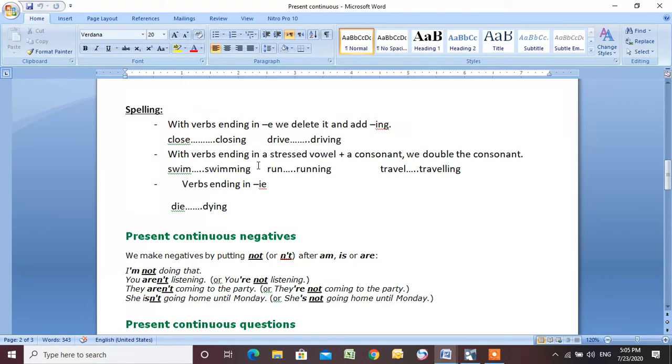With verbs ending in a stressed vowel plus a consonant, we double the consonant. So swim, we double the M, swimming. Run, we double the N, running. Travel, traveling, and so on. Verbs ending in IE, we change the IE into Y and then we add ING. So die, dying.